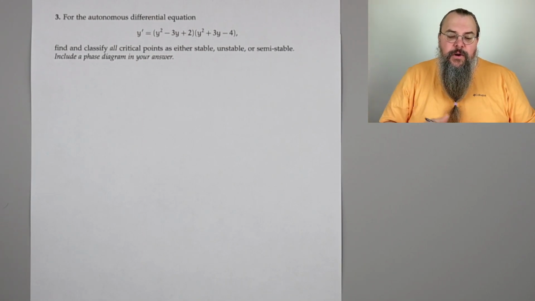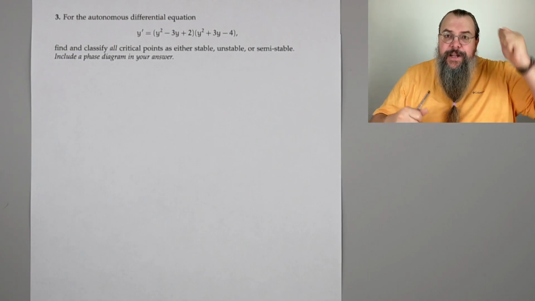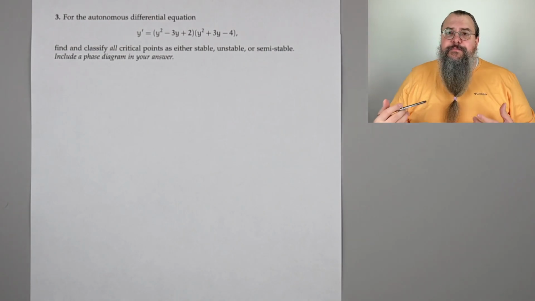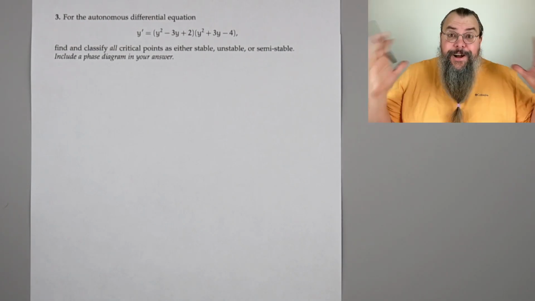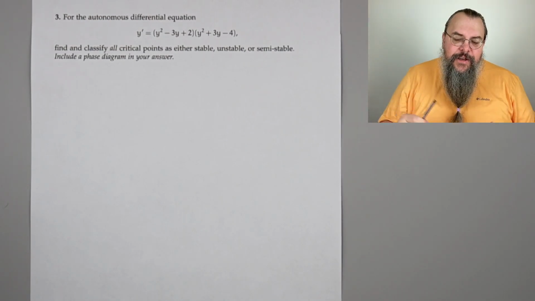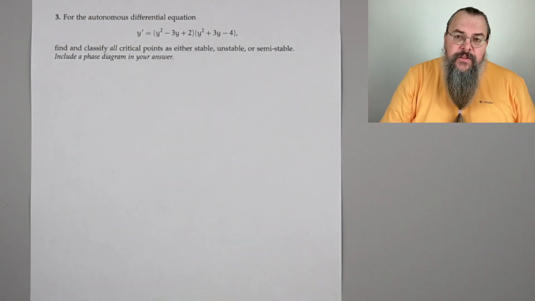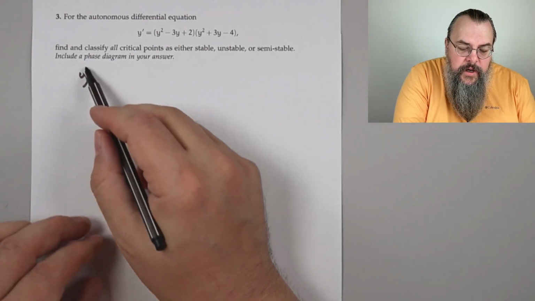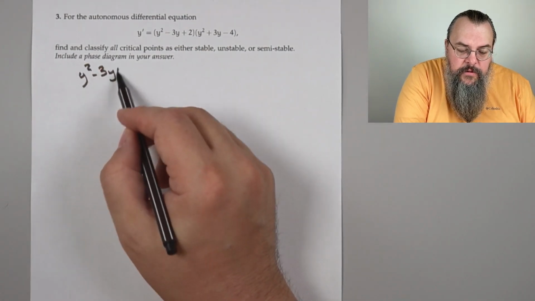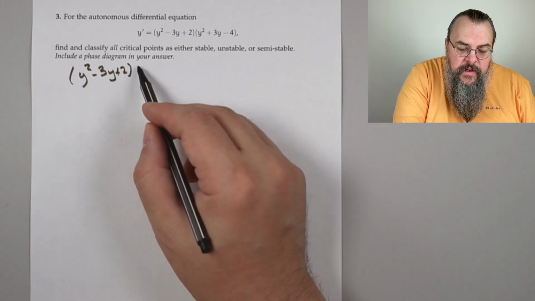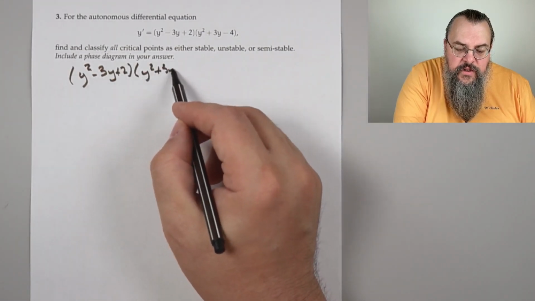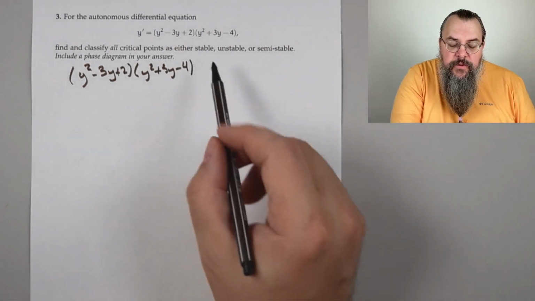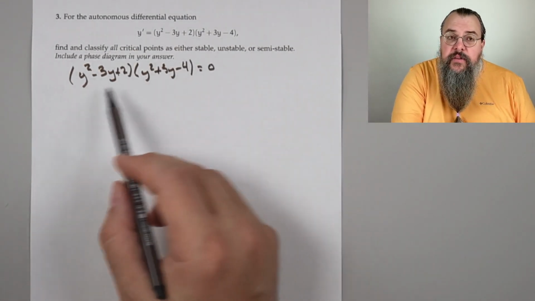So what's going on? Well, if you sort of put on your Calc 1 hat, we're looking for critical points. And you say, well, critical points, that's where the derivative is 0, right? Right! So what we're really saying is, okay, when does this equal 0? So let's look at that. Well, we have y squared minus 3y plus 2 times y squared plus 3y minus 4. Now, if this equals 0, that really says, well, one of these has to be 0.